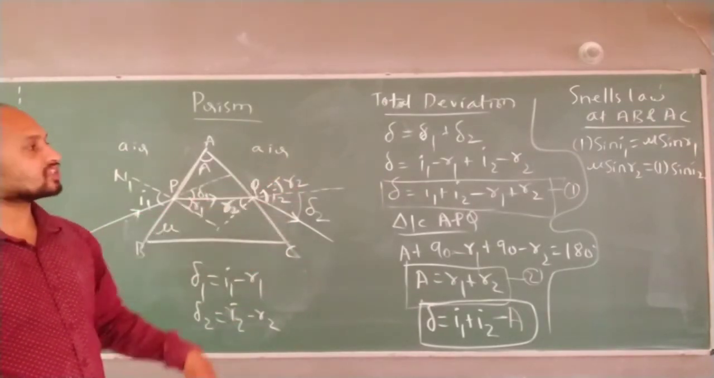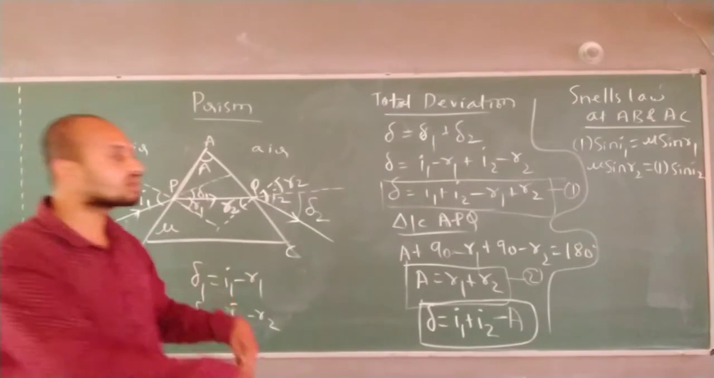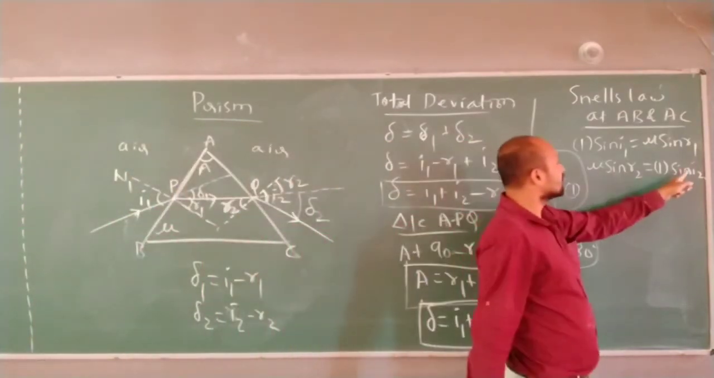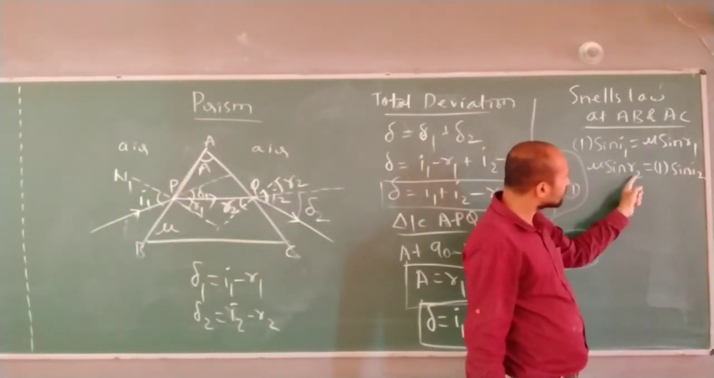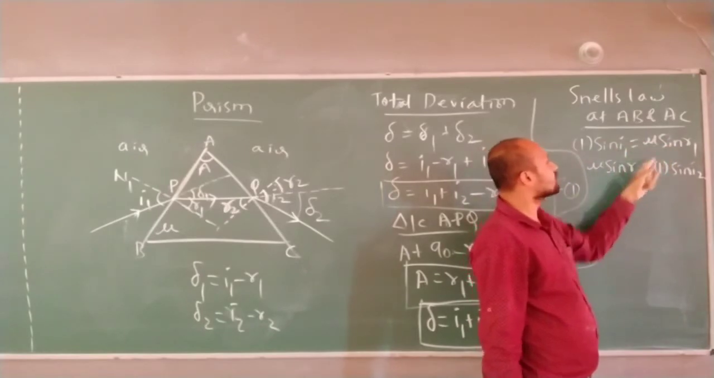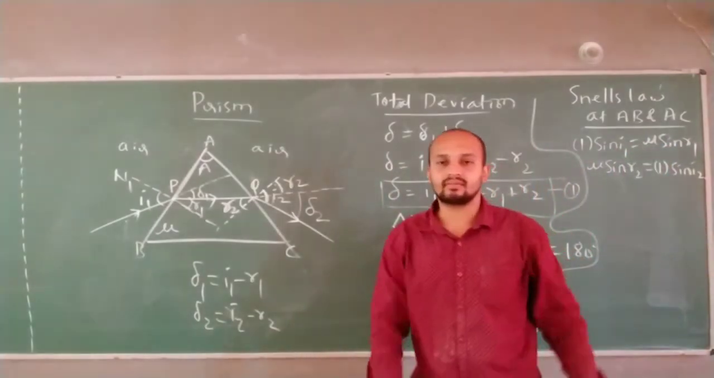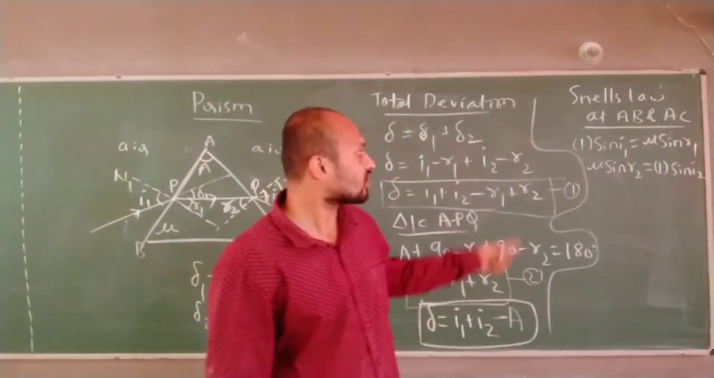So from that relation, you can make still more things. Mu is equal to sin I2 by sin R2. Mu is equal to sin I1 by sin R1. Again you join them. What is that? So like this you have to take.